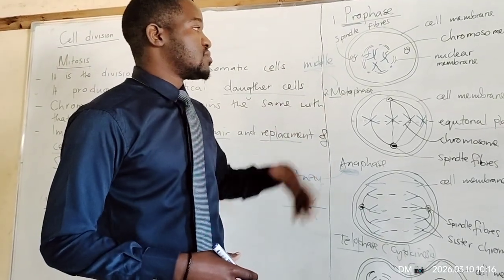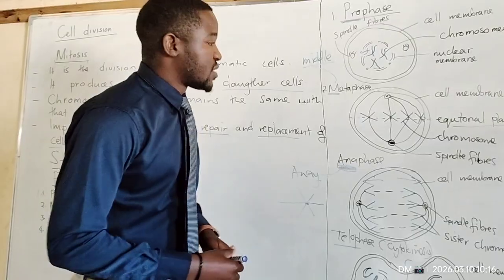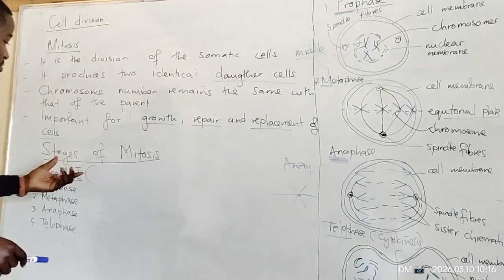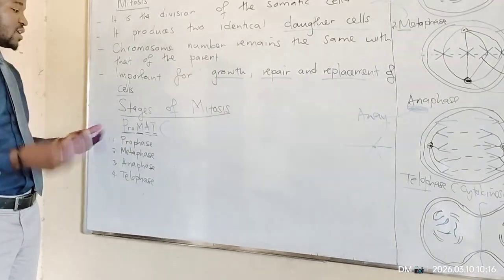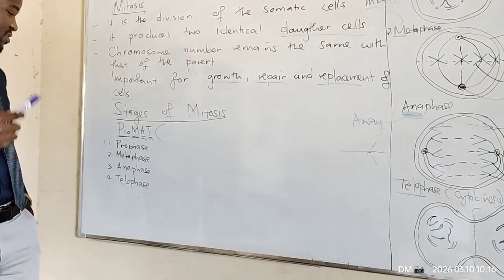So this one is mitosis with the 4 stages. You can remember the stages by this acronym, PROMAT. Pro for prophase, M for metaphase, A for anaphase, T for telophase.